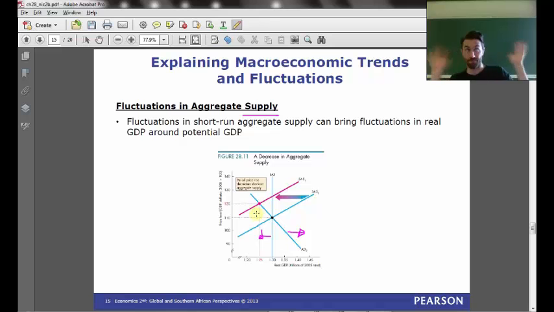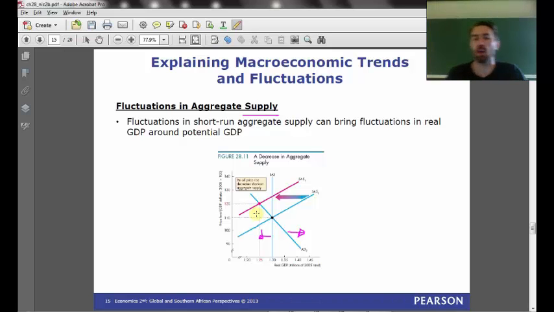Politicians get aggravated. People are unhappy. We are unemployed. Politicians say, well, we can't have this. What do we do? We increase spending. Reserve Bank, print more money. Government, spend more money.